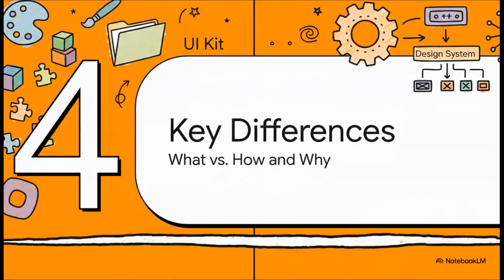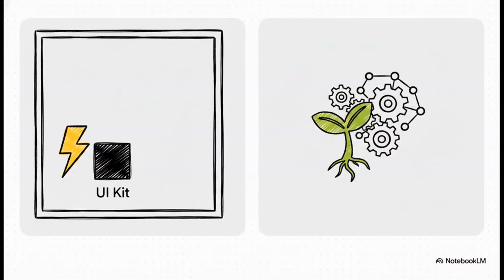Okay, Section 4. Key differences explained. The what versus the how and why. So this is where we really draw a line in the sand. You absolutely need to know exactly where the UI kit ends and the design system begins. A UI kit tells you what to use. It's an artifact, almost like a museum piece. Its entire focus is on visual elements and pure speed.